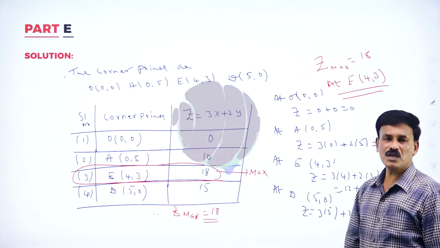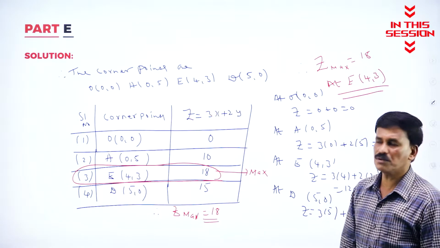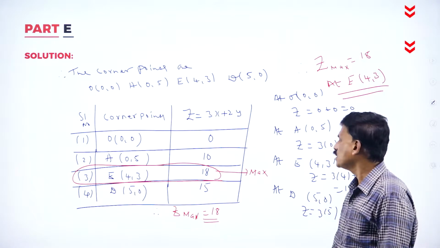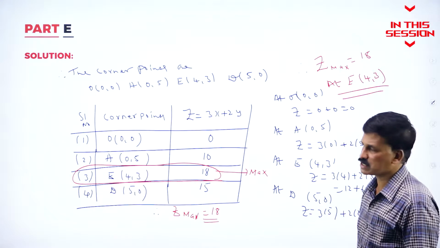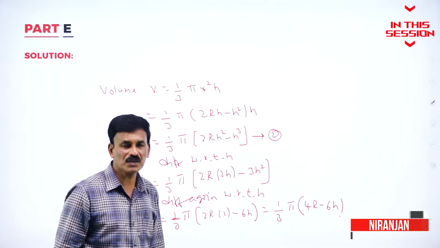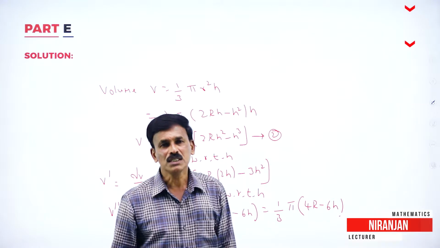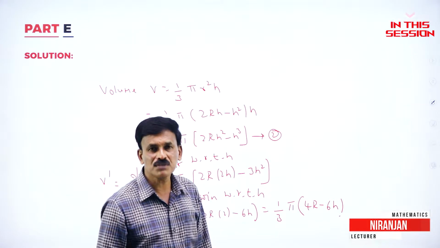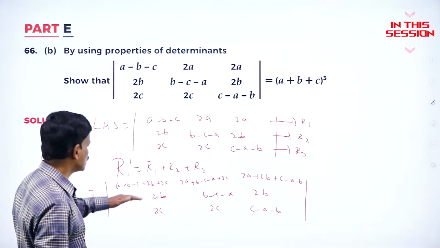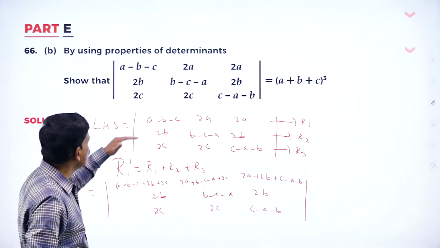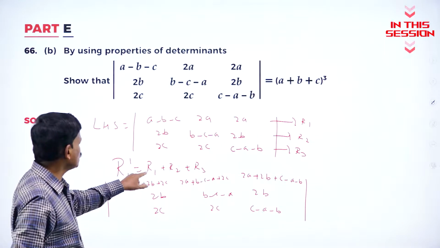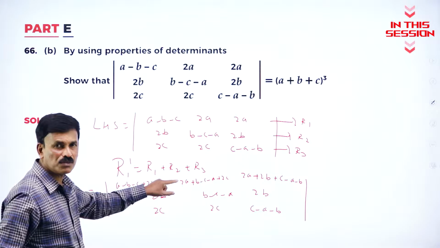So the maximum value is 18 at 4 comma 3. So if you do this much, definitely you will get 6 marks. Now you know for the function to be maxima or minima, dy by dx is equal to 0, that is, the first derivative must be equal to 0. Second row and third row are same. First row is to be changed by taking r1 dash is equal to r1 plus r2 plus r3.